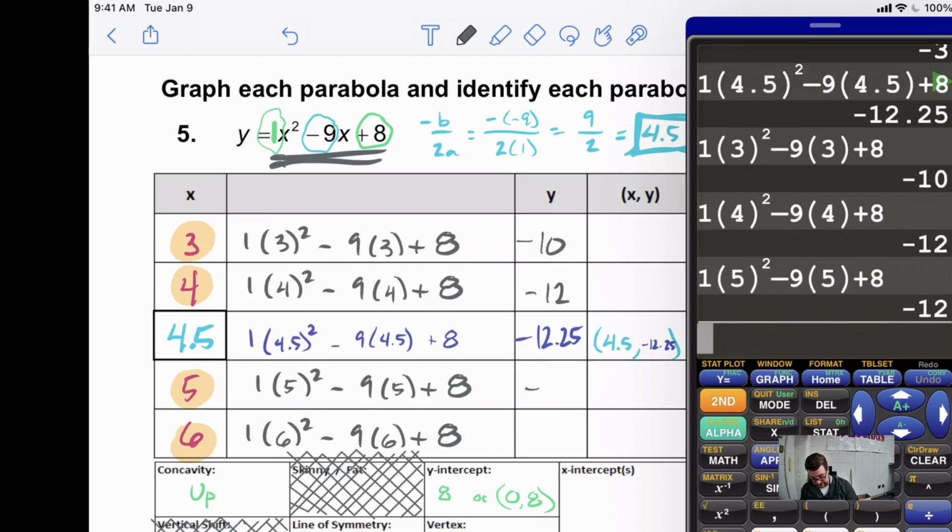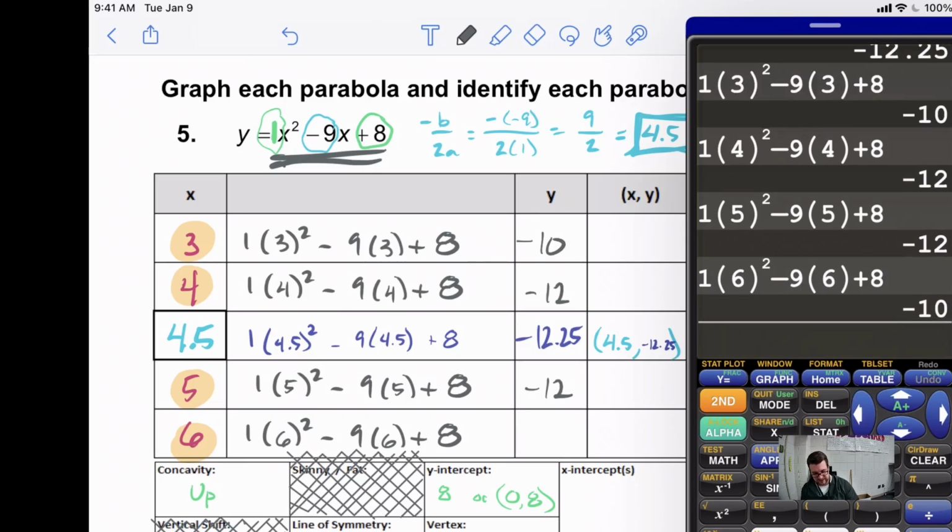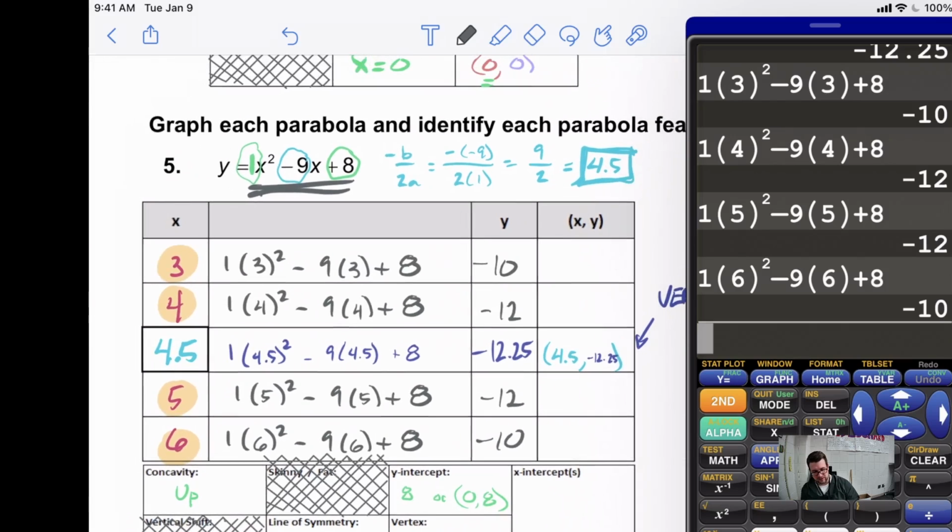I get a negative 12 again. And then I'm going to change it to a 6, and I get a negative 10. Now remember, these are ordered pairs, so this is 3, negative 10, this is 4, negative 12, this is going to be 5, negative 12, and then 6, negative 10.